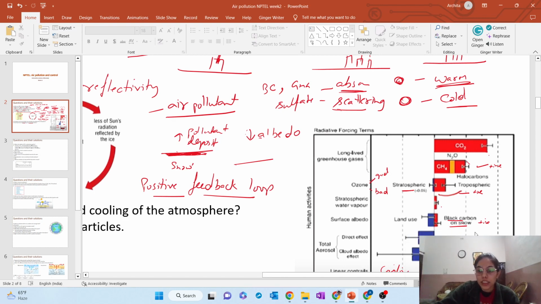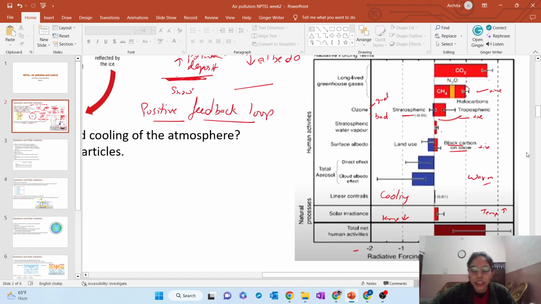Right? Now, there are other effects that have been discussed here, which are the direct and the cloud albedo effect, which we'll discuss in later classes. Direct effect means that a particle directly affects. For example, black carbon is a particle, not a gas. It directly settles on a surface and absorbs light. That is the direct effect, when a constituent or a pollutant is directly participating in the warming or cooling.